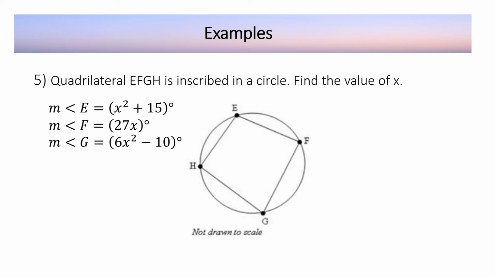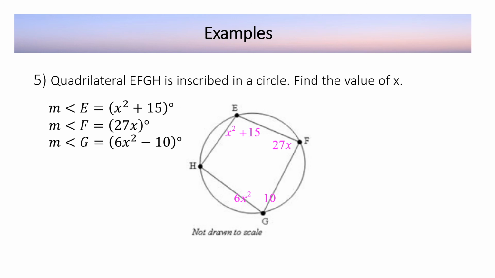Final example. We've got a quadrilateral that is inscribed in a circle. We're going to take the given information and label the quadrilateral. The measure of angle E is x squared plus 15 degrees. The measure of angle F is 27x degrees. The measure of angle G is 6x squared minus 10 degrees. That's all the information we have aside from the theorem that told us opposite angles are supplementary.